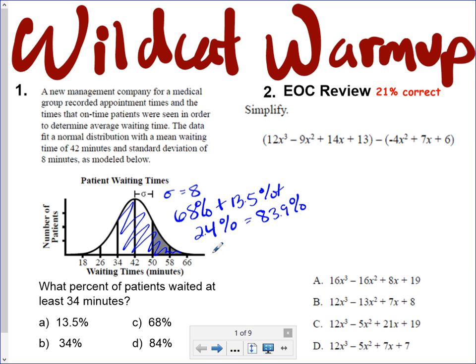Another way you could figure out that percent is you could say you've got half of the chart, which is 50%, and then you also have a 34% section over here. So that would give you 84%. Both ways are correct. Both ways are going to round to give you D. Okay.